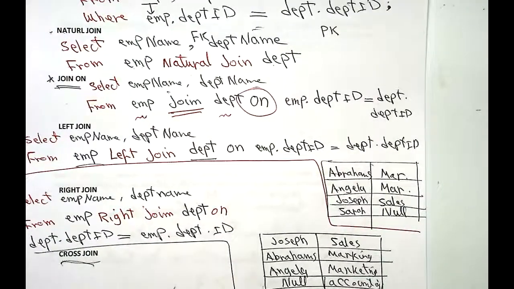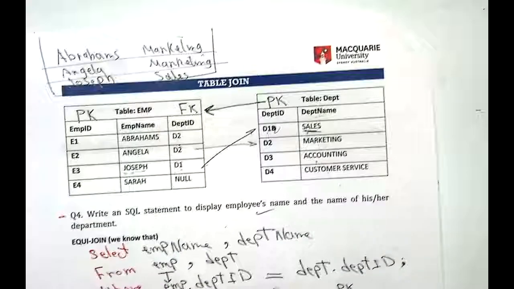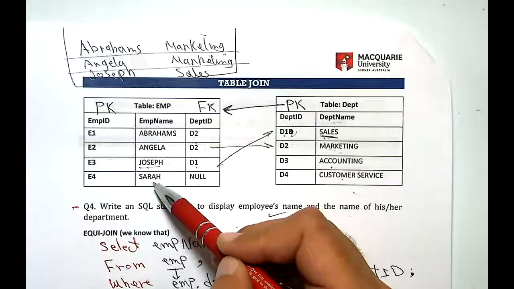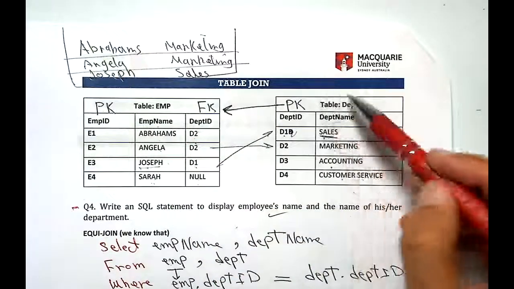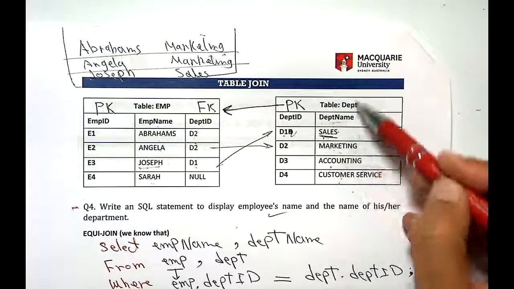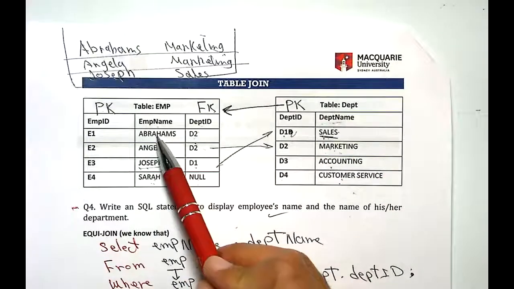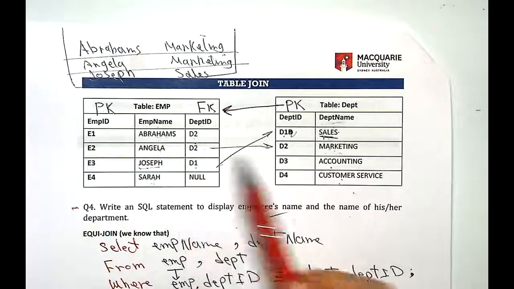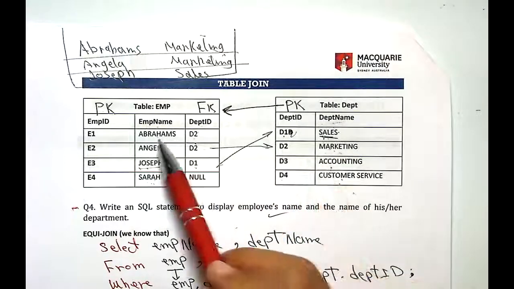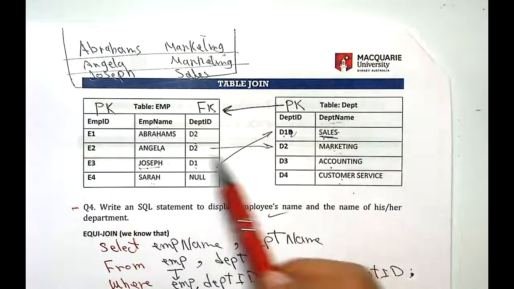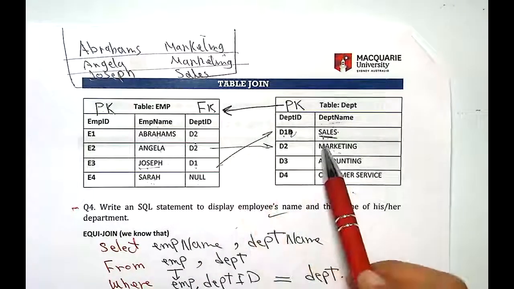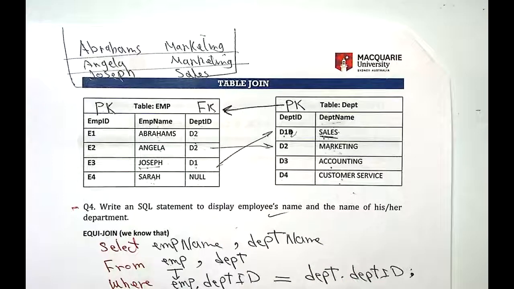Cross join simply multiplies the number of records on the right and the number of records on the left. So we have here like 1, 2, 3, 4 records on the table emp, and we have 1, 2, 3, 4 records on the table dept. So I will have one record like Abraham's sales, Abraham's marketing, Abraham's accounting, Abraham's customer service. Then Angela sales, Angela marketing, Angela accounting, and so on. So I will match each record with all the records in the table on the right.